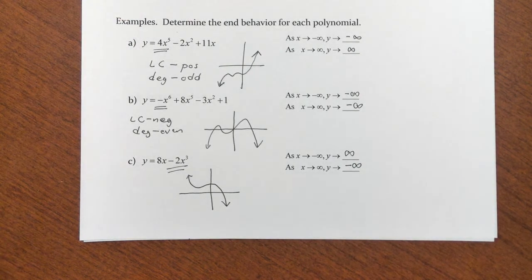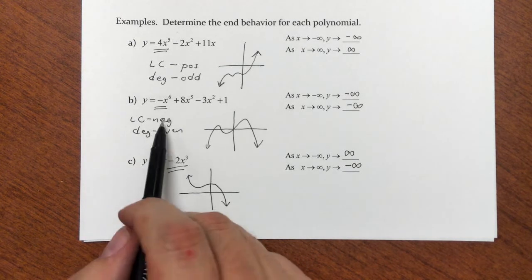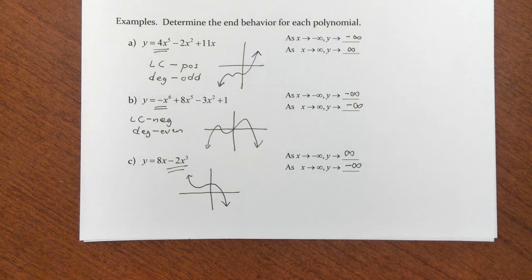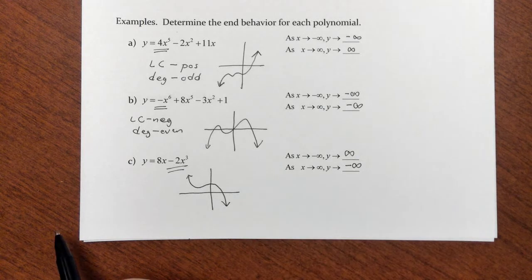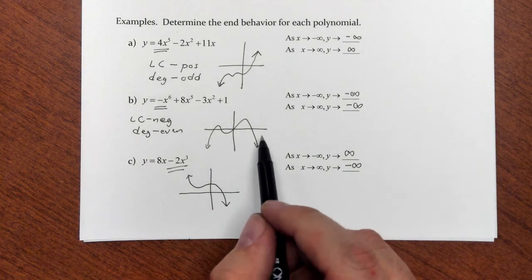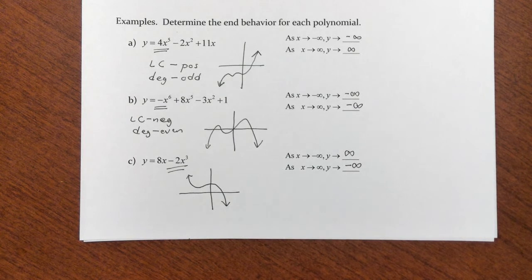Again, it takes some practice, but ultimately, we're looking at two things. The degree, is it even or odd? And then the leading coefficient, is it positive or negative? Those two things allow me to say my graph looks something like this and figure out the end behavior. All right. Hopefully that makes sense.